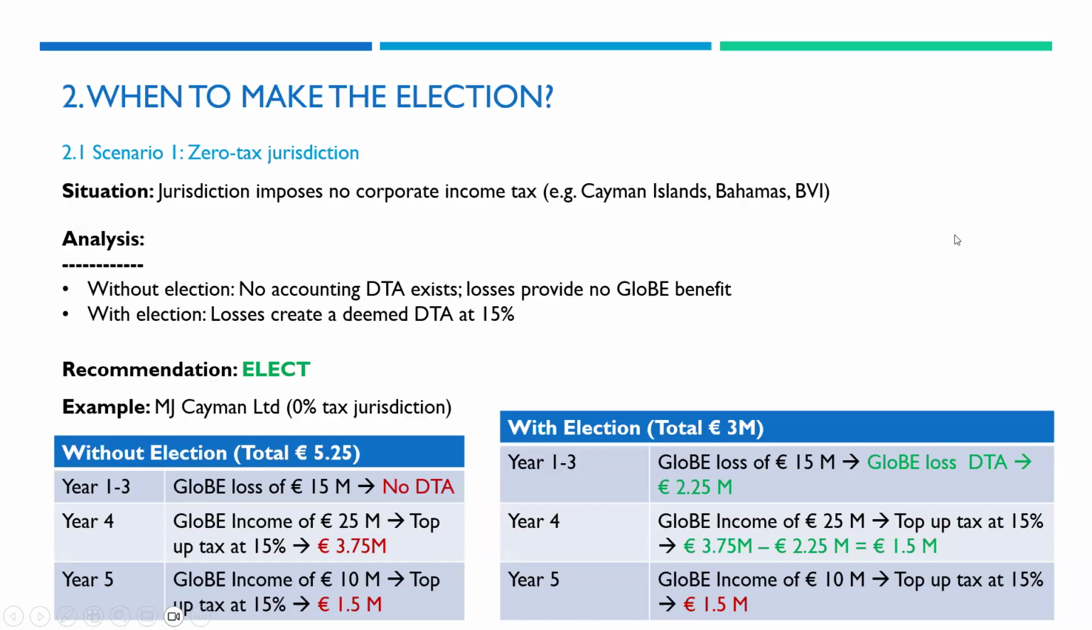Are you understanding this for a zero tax jurisdiction? This is just a subset of what we did. The only thing is we'll get a GloBE loss DTA at 15%. Oh, fantastic. So that is the thing with a zero tax jurisdiction. Do you think we should take this everywhere?